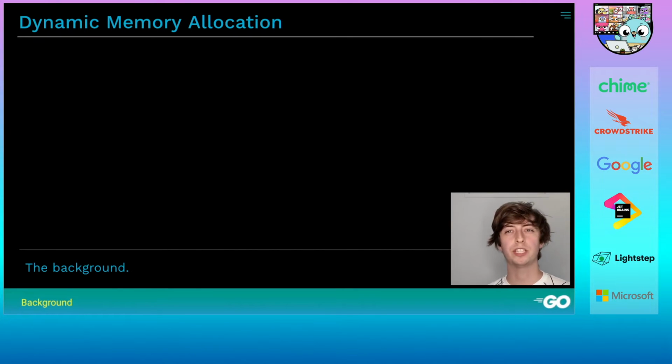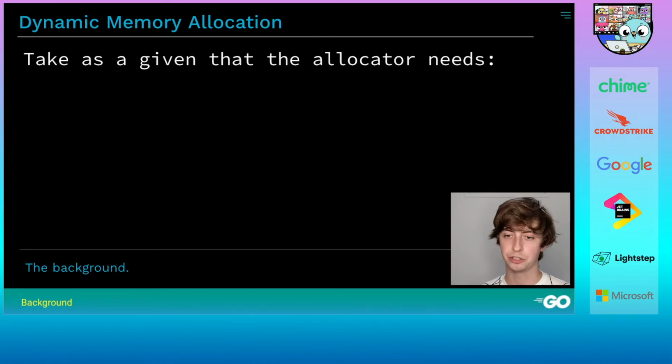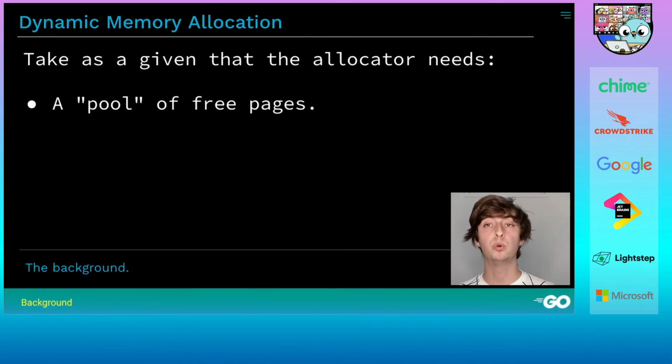And to avoid dwelling too much on the memory allocator, specifically the overall design, I'm going to take 4 things as a given. And these are things that virtually every modern day dynamic memory allocator does, and virtues in some sense. The first is that you want to keep some kind of pool of free pages, like completely free. There's no data that the application needs in those pages.